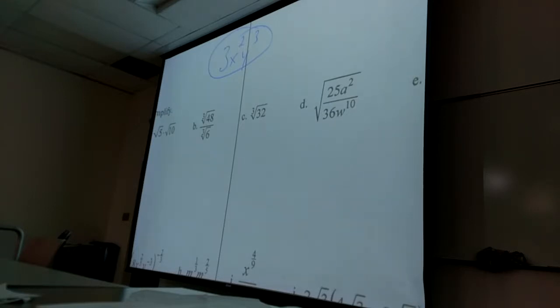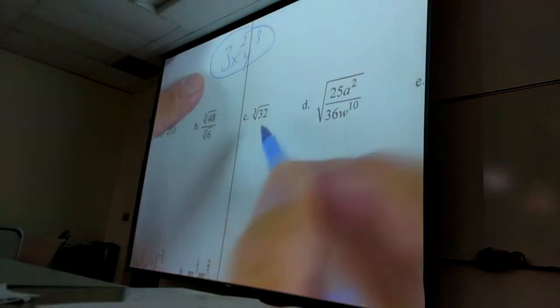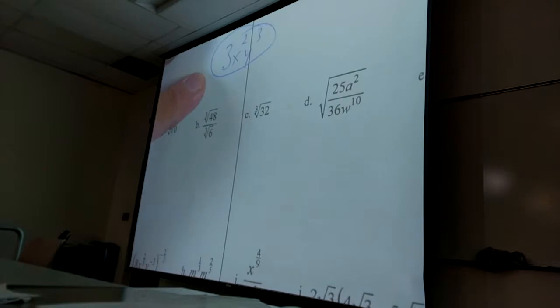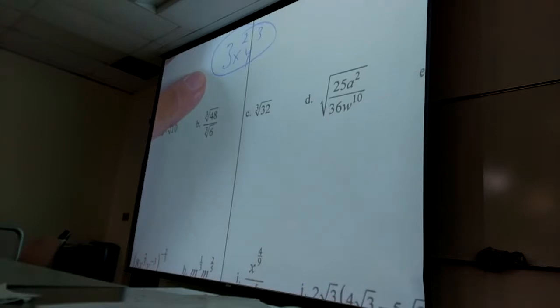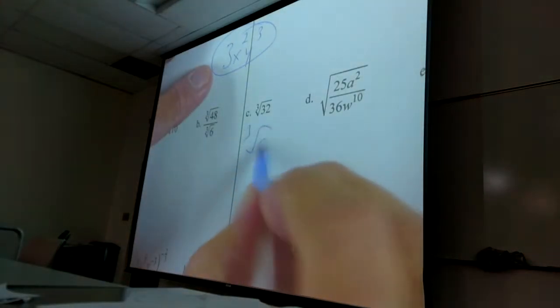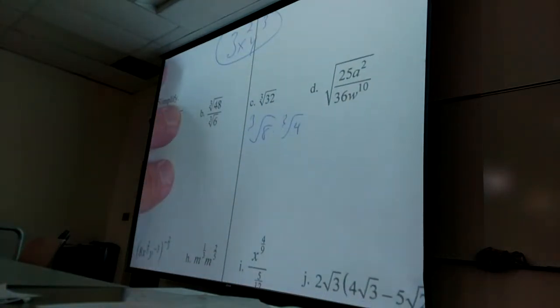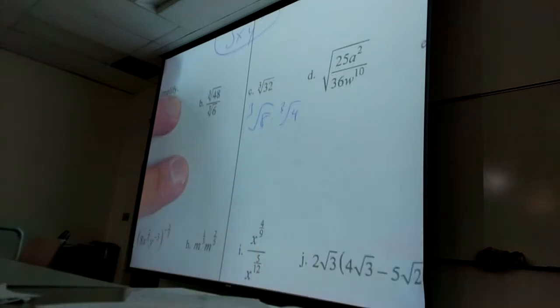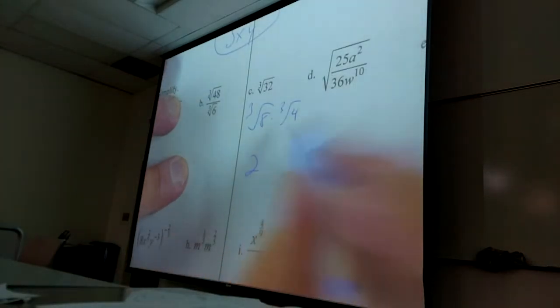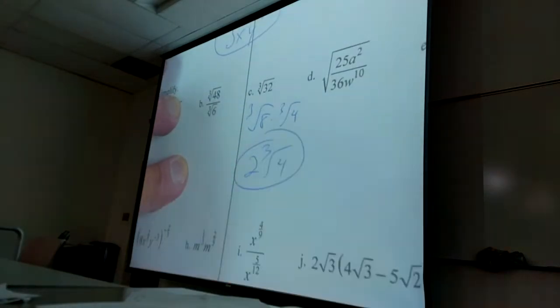Why would it not make any sense to make it 16 times 2? Because 32 is 16 times 2, right? But why does that not make any sense? I can't do the cube root of 16 or 2. What can I do the cube root of? 8. Isn't 32 8 times 4? And what's the cube root of 8? 2. And what's the cube root of 4? I don't flip it now. Yay.